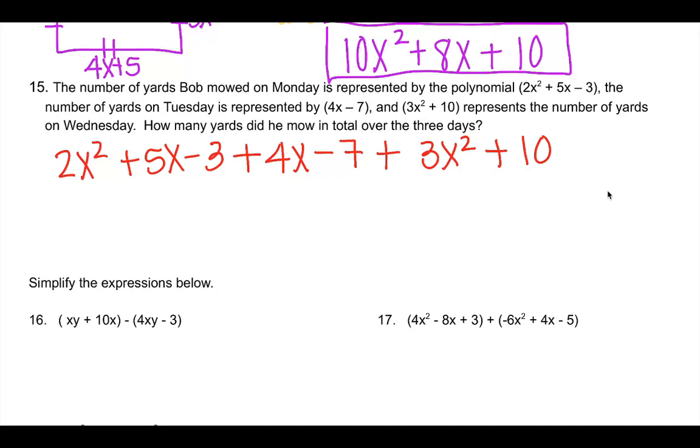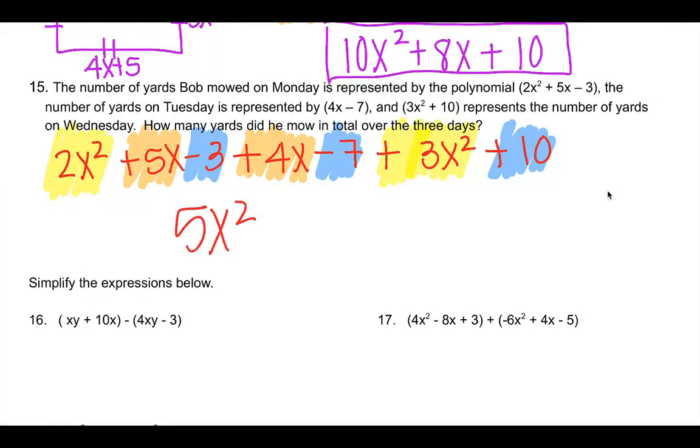Again, just combining like terms. So x squareds only go with x squareds. X's only go with x's. And then constants or regular real numbers only go with regular real numbers or constants. So now I'm just matching my colors up. 2x squared plus 3x squared. I've got 5x squareds total. 5x plus 4x is going to be 9x's total. Negative 3 minus 7, same signs, we add. So 3 plus 7 is negative 10. And then negative 10 plus 10 is just going to go away.